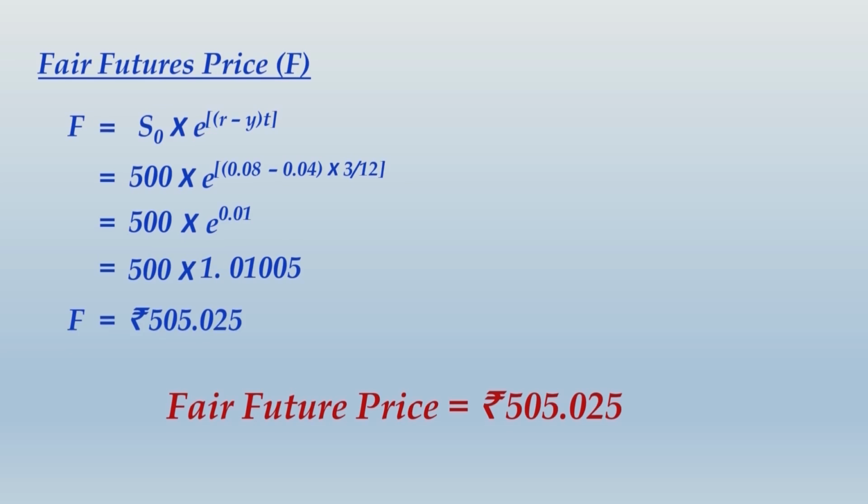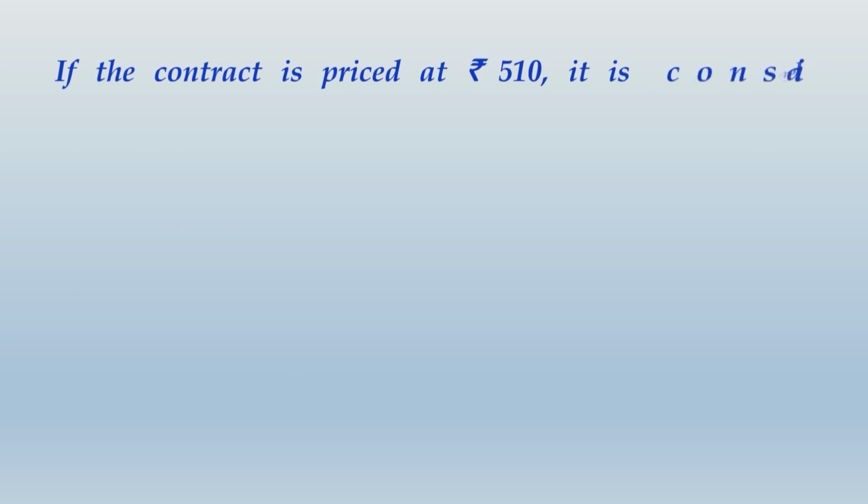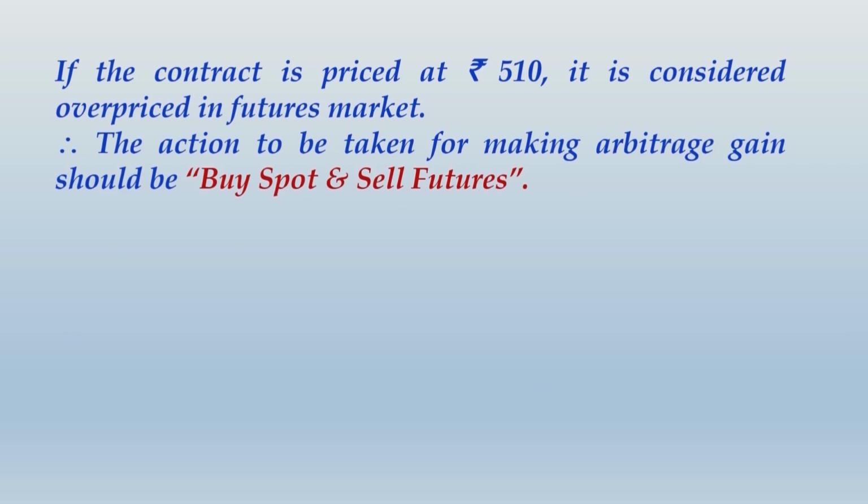We have been given two different actual prices, that is, the prices given for the futures contract. The first price given is 510. If the fair futures price is 505 and the actual futures price is found to be 510, obviously it is considered overpriced in the futures market. So in the futures market you would sell, and taking a counter position in the spot market you would buy. So your arbitrage strategy will be buy spot and sell futures.